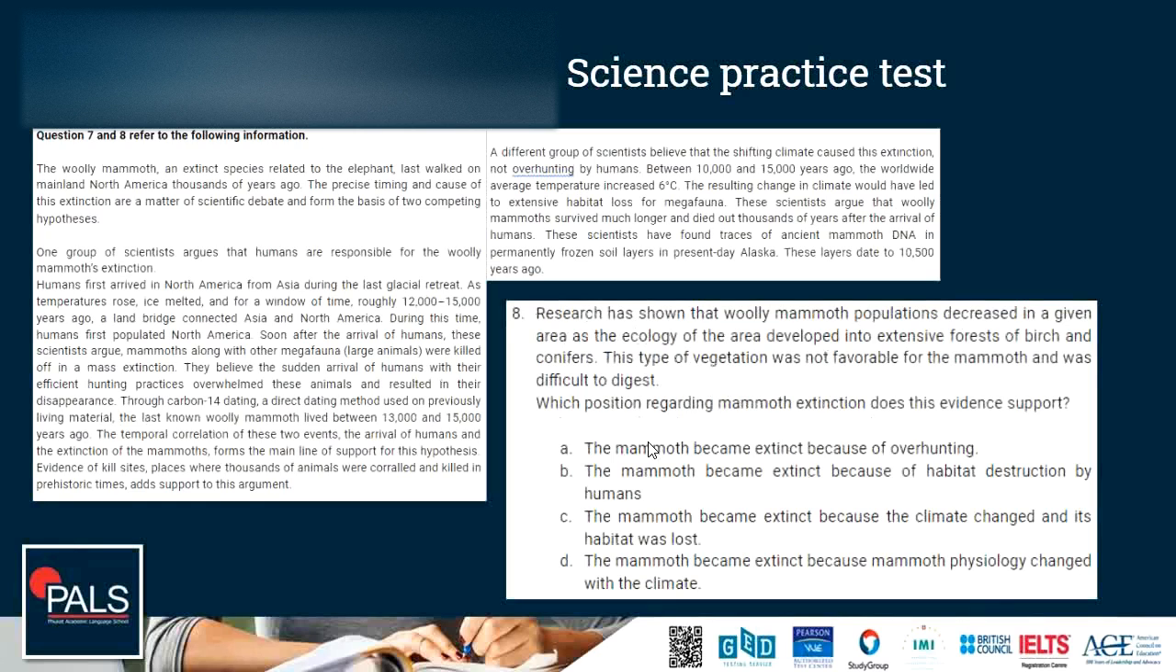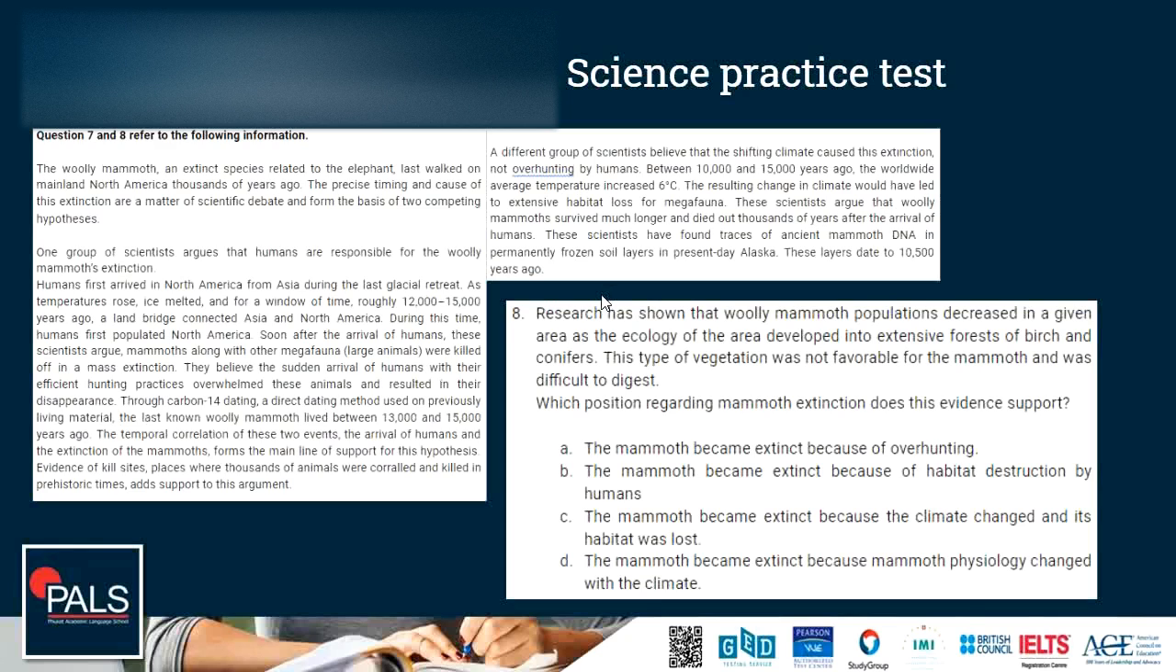Question 8, another question that relates to this long text here. Research has shown that woolly mammoth populations decreased in a given area as the ecology of the area developed into extensive forests of birch and conifers. This type of vegetation was not favorable for the mammoth and was difficult to digest. Which position regarding mammoth extinction does this evidence support? So before we look at the answers, we basically get an extra paragraph here, and it is really important to understand where we can put this paragraph in our text here. What does it relate to?